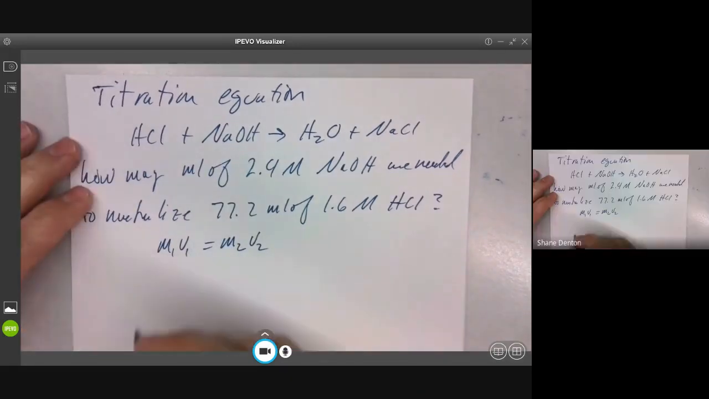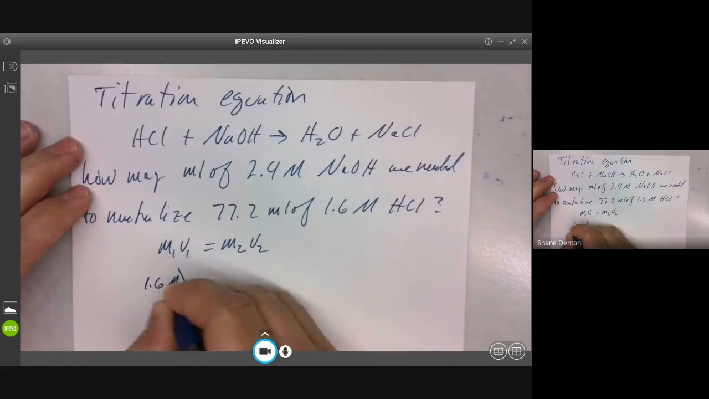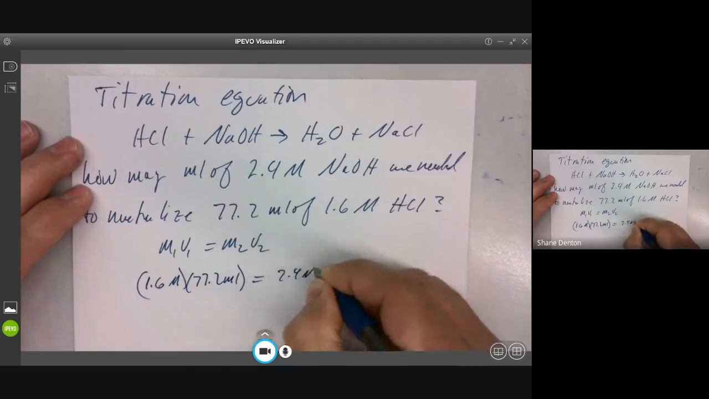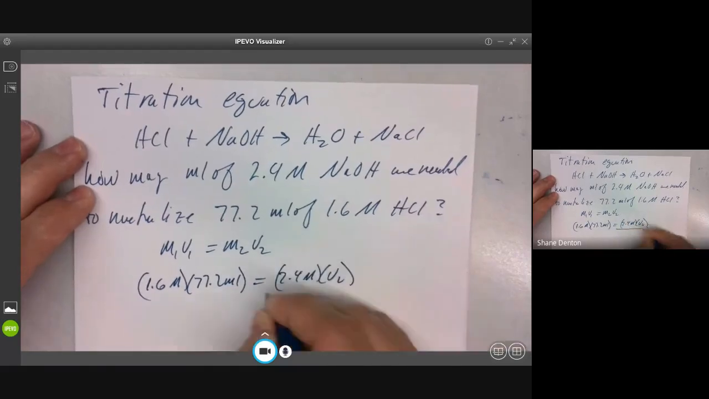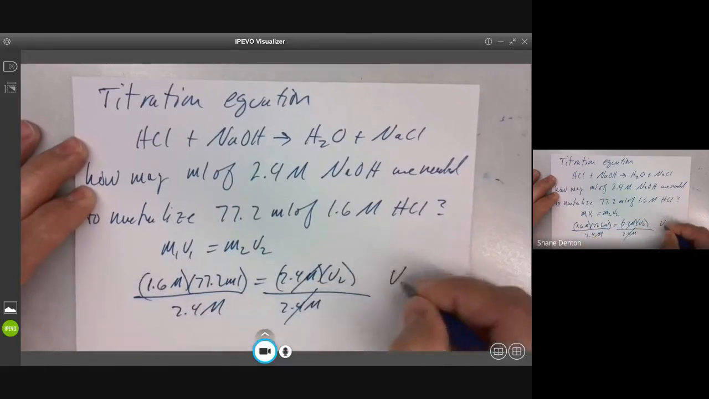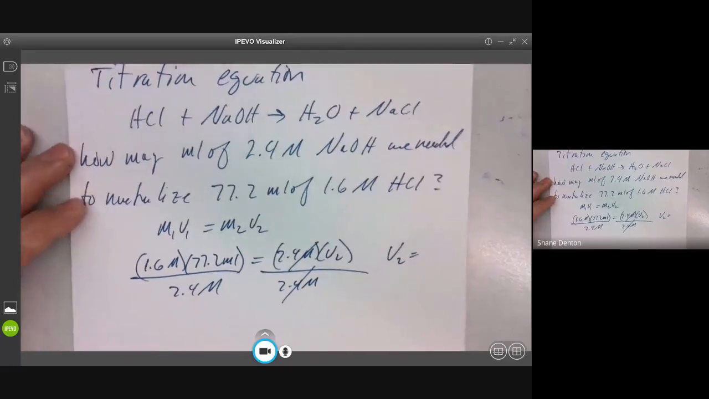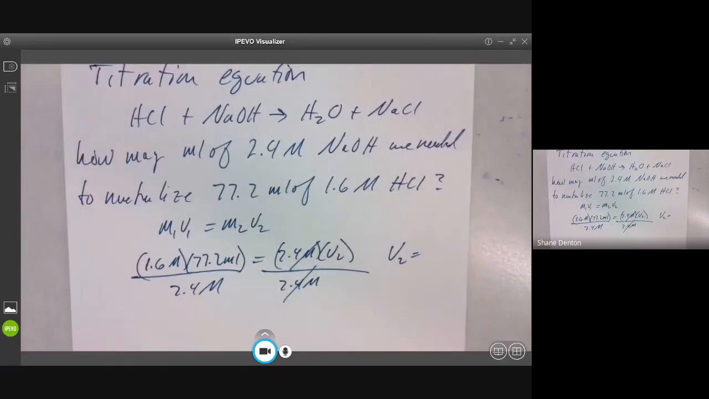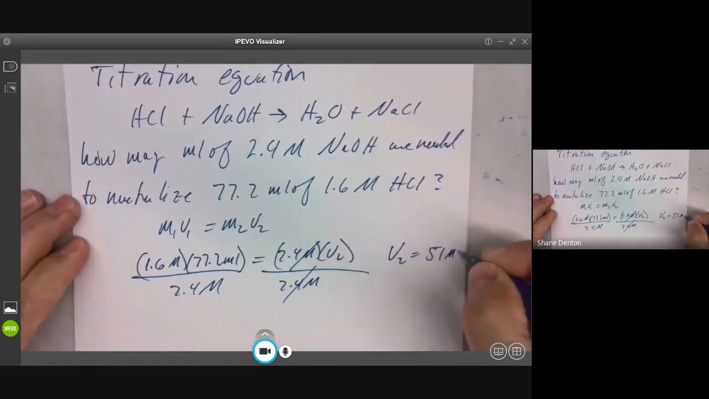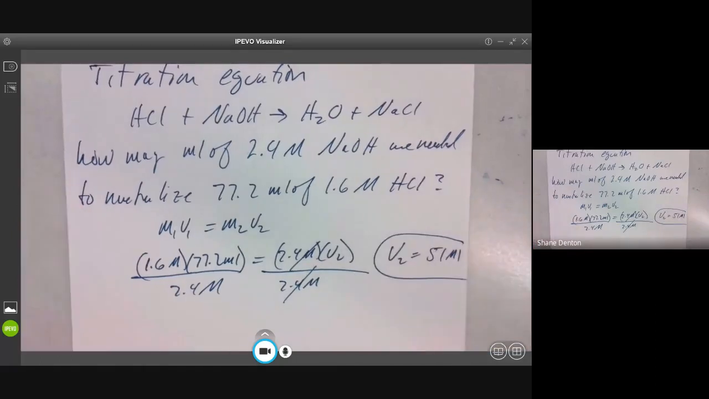So I would literally go, 1.6 molar times 77.2 milliliters equals 2.4 molar times V2. Divide by 2.4 molar, divide by 2.4 molar, gone. V2 is, anybody got the math on that? 51. 51 milliliters. Does that make sense? No. Yep. Anybody know how to look at that and know if it makes sense?